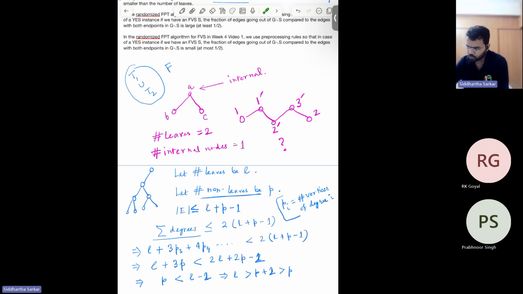So that is a formal way of proving that with a tree where there are degree one vertices, degree three vertices, and degree four vertices are also allowed, if that is the case, then there are definitely more leaves than non-leaves.